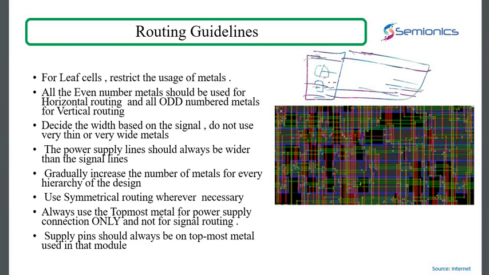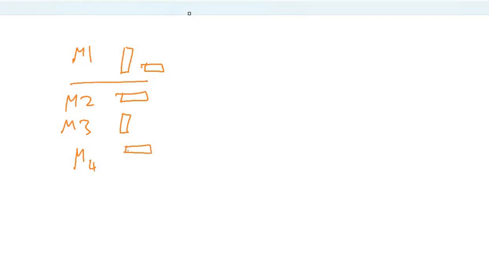So all even number metals and odd number metals should have a particular orientation, except for M1. M1 can be used horizontal or vertical. Okay, let me go to the paintbrush here. So M1 can be vertical or horizontal. M2 should be horizontal, M3 vertical, M4 horizontal. So all in all, from M2 onwards, all the even number metals should be horizontal, and all the odd number metals should be vertical. Why am I saying this?